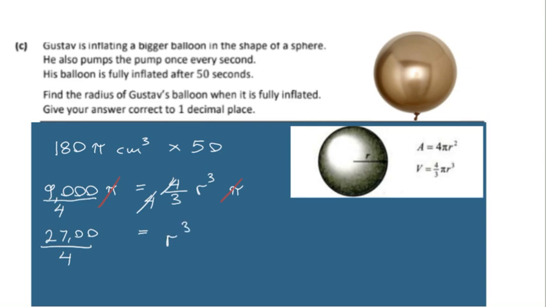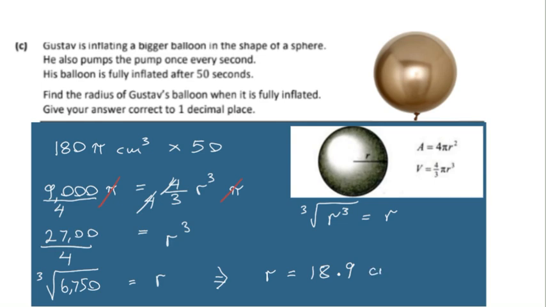Alright, so all we have to do now is get r. How do we reverse the cube? Well, we have to use the cube root. So if we go r to the power of 3 and we cube root it, we will get r. So we're going to take the cube root of our number, which is 6,750, is equal to r, and therefore our answer to one decimal place is 18.9. Check it with your calculator, see does it work out, centimeters.